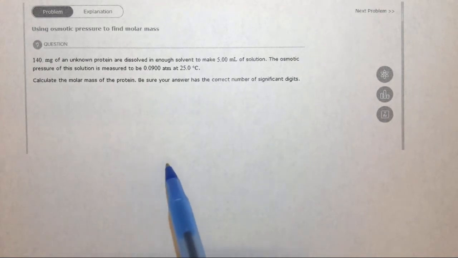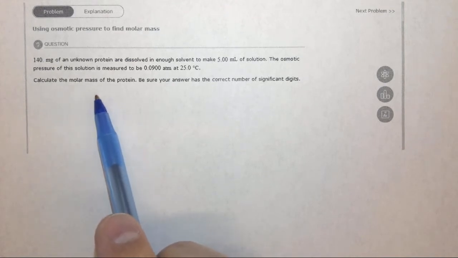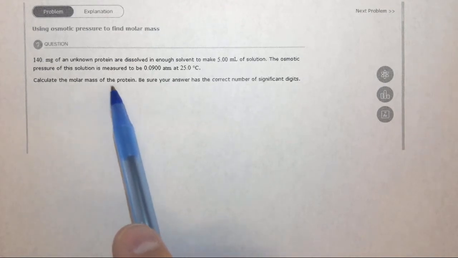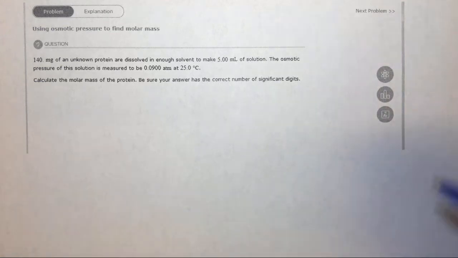These questions could be very challenging because, generally speaking, if one wants to calculate molar mass, we use the periodic table and we add up the mass of the elements. But in this case, we don't know what the protein is, so we can't add up the molar mass of the elements. So we're going to have to use some other information.